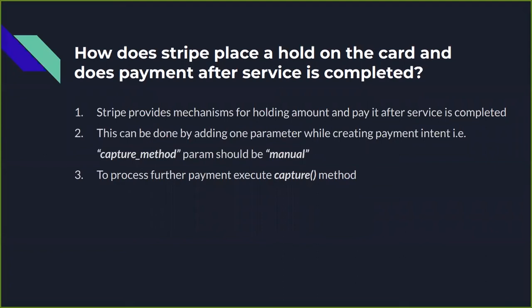So this can be done by adding one parameter while creating the payment intent: the capture method param should be manual. Yes, I already told you, when we create the payment intent we accept different parameters. Then another parameter is capture method. When we create a one-time payment and place a hold on the card, we set capture method equals to manual, which means that we are holding some amount and capturing those payments manually.